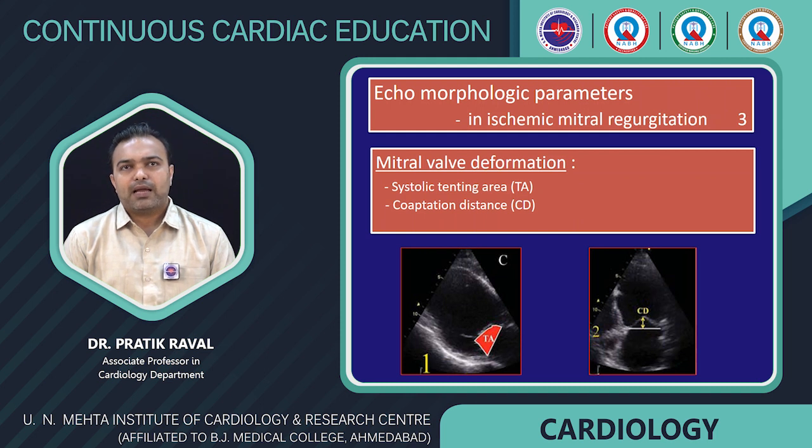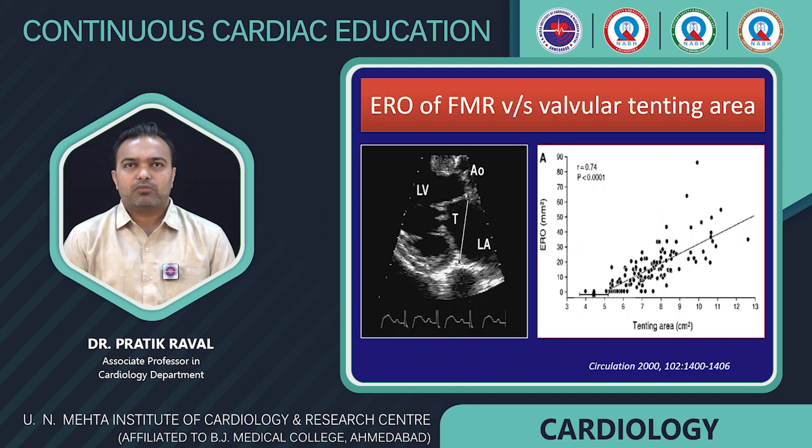The tenting area and coaptation distance increase in these patients. Most often the PMVL gets tethered and there is tenting of the AMVL, which interferes with the mitral valve closure and results in MR. As we can see here, as the tenting area increases, the ERO, that is effective regurgitant orifice, also increases.